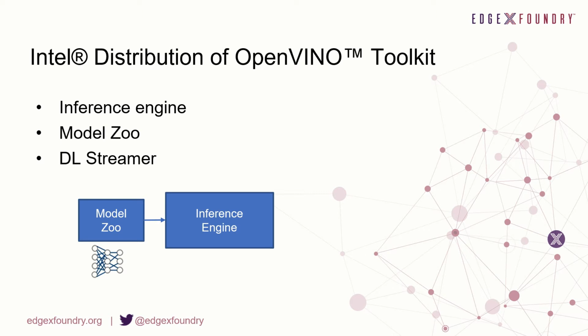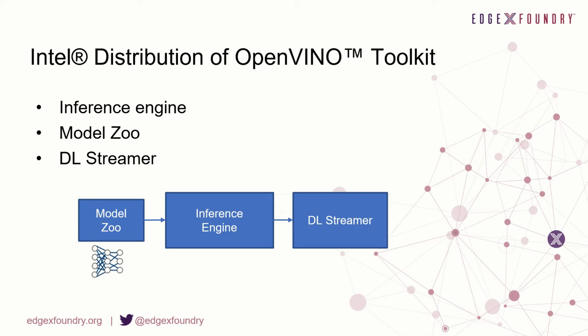The third component that we are going to be using is the DL Streamer or deep learning streamer. This tool is to create deep learning pipelines for computer vision or audio using command line. So it's very simple to create a pipeline using the DL Streamer. For this particular training, we're going to be focusing on this tool.